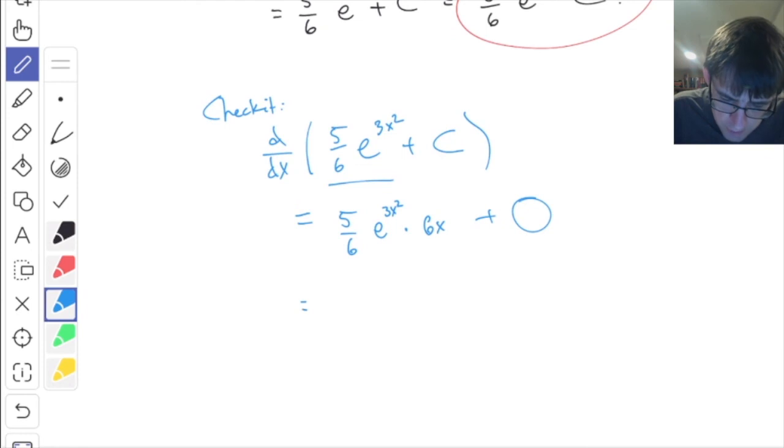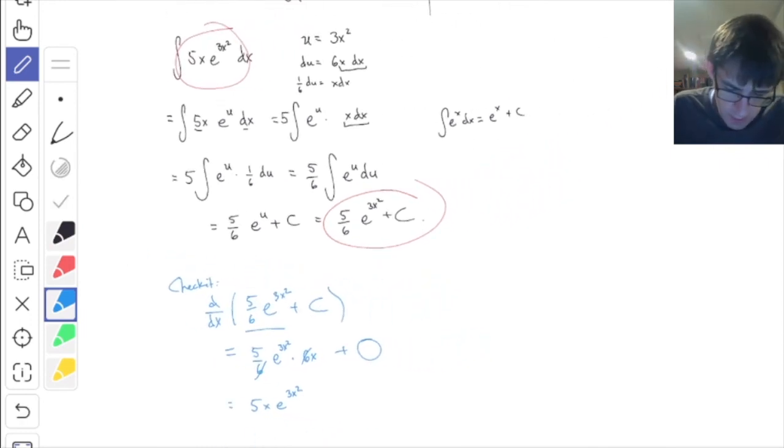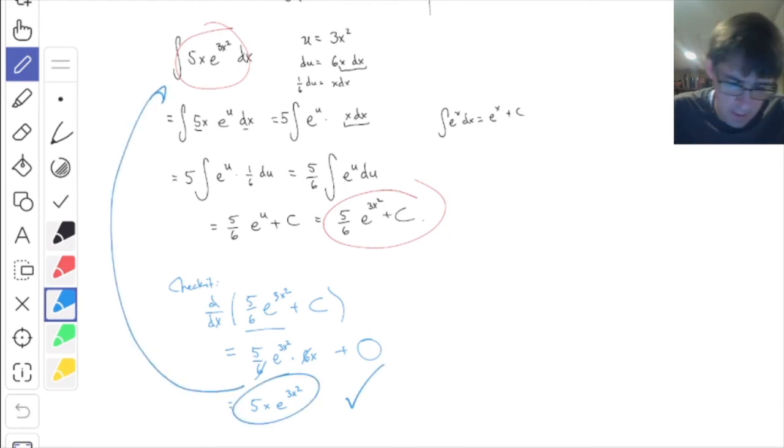You could simplify if you want to. The 6's will cancel here, and then if I just move the x out front, it says 5x e to the 3x squared. And that, my friends, is actually what I started with at the very beginning inside the integral. So this is correct. The fact that this is equal to that is what means I definitely did it right. All right. So if you're doing this on a test and you have the extra minutes, take a moment, check yourself.